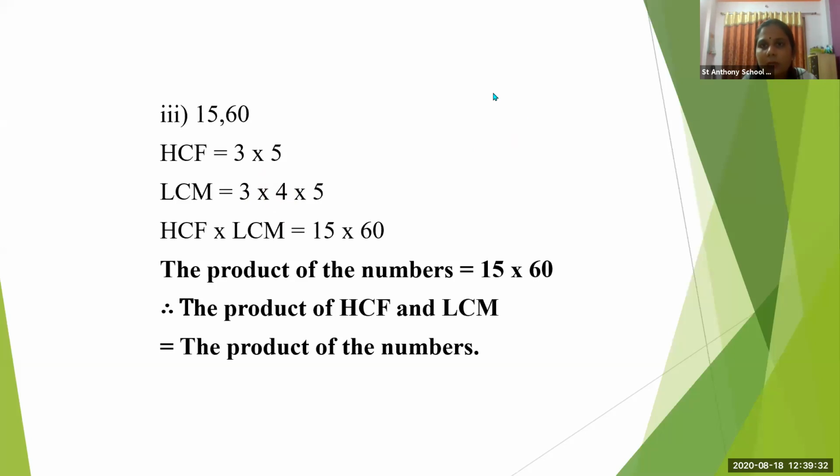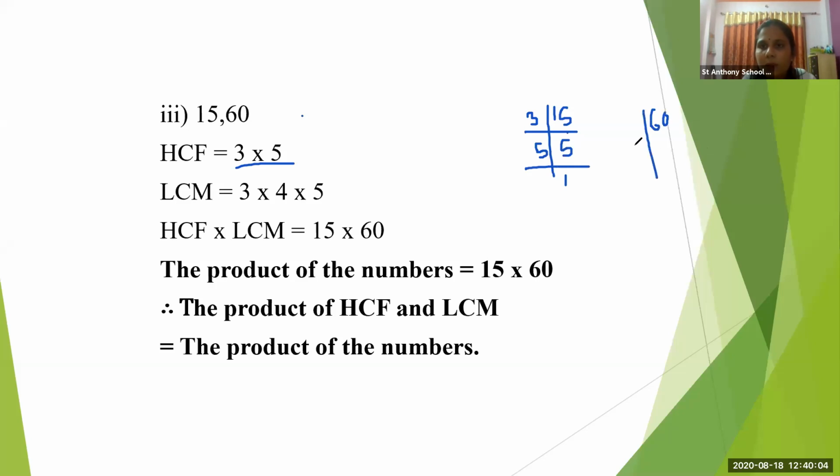Let me make you understand this. Okay, so see, what are the factors of 15? 3 5s are 15. Sorry, 3 5s are 15 and 5 1s are 5. So factors of 15 are 3 into 5. Now if you want to find the factors of 60, then what will it be?